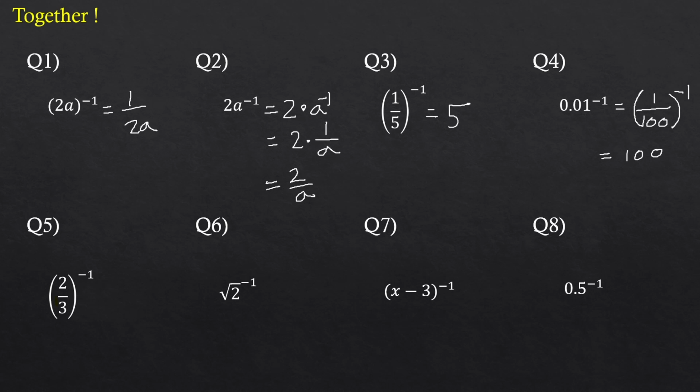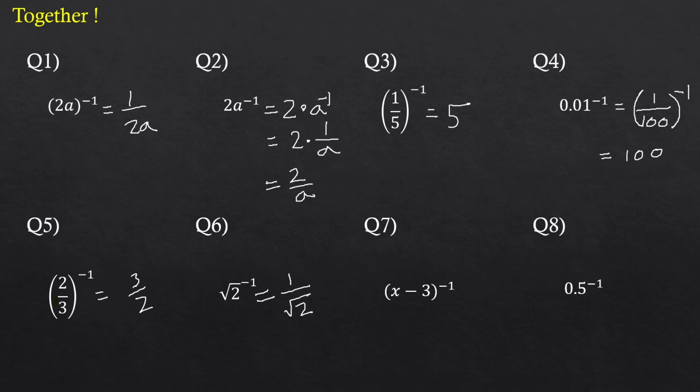Now, question 5. 2 over 3 to the power of negative 1. So you're flipping everything inside the bracket, right? So 2 should go down and 3 should go up. 3 over 2. You see? You just have to flip everything. So that means, what should this be? Square root of 2 to the power of negative 1. That should be 1 over square root of 2.